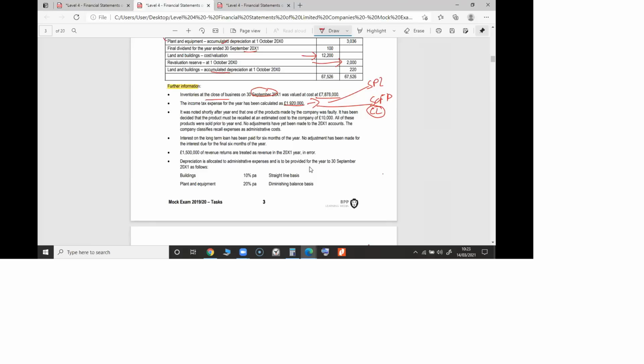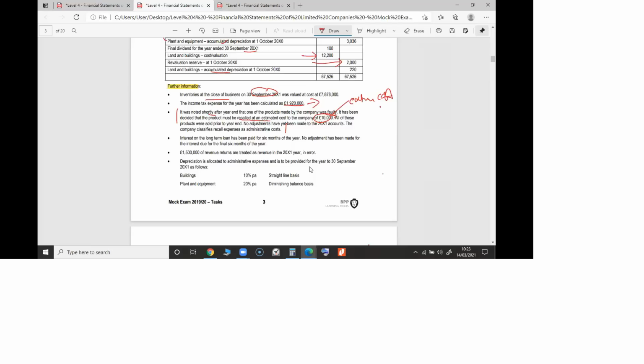We have the third, adjustment number 3, further information. Let's read it. It looks a big one, a long one. It was noted shortly after the year end that one of the products made by the company was faulty. It has been decided that the product must be recalled at an estimated cost to the company. Oh, so that's an extra cost. Do you agree with me? If you recall it, it's going to cost you some extra money, 10,000. So extra cost. It's just a cost.